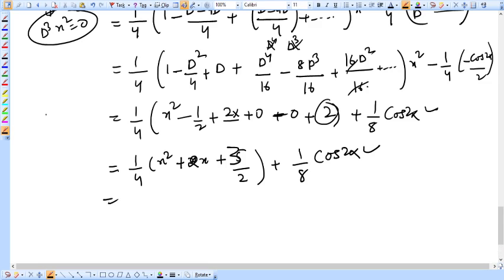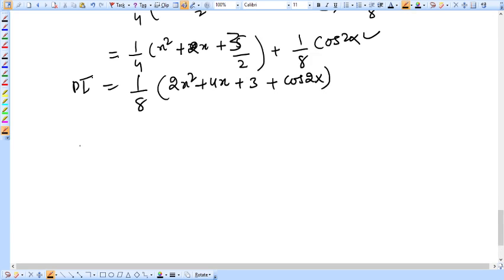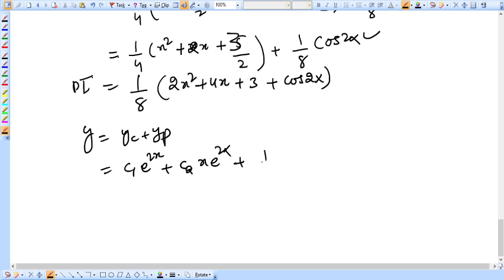So in this way, if you take minus 1 over 8 common from both the sides, you get inside 2x square plus 4x plus 3 plus cos 2x. So this is the particular integral. So the total or complete solution y is equal to yc plus yp. So yc is equal to c1 e raised to power 2x plus c2 x e raised to power 2x, plus the particular solution, 1 by 8 (2x square plus 4x plus 3 plus cos 2x). So this is the required solution of the given differential equation.